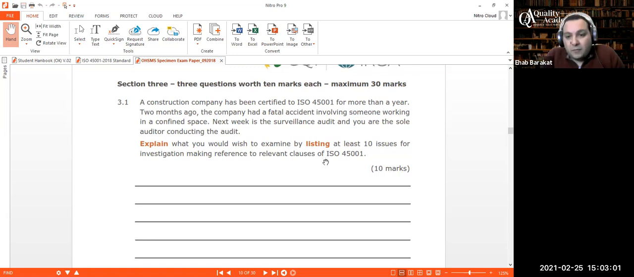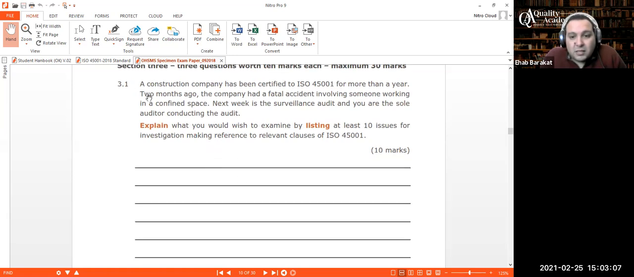For example, in this question, you are going to audit an organization, but you need to concentrate on the accident that happened before. So you can ask, for example, what was the approach that you used for the investigation?